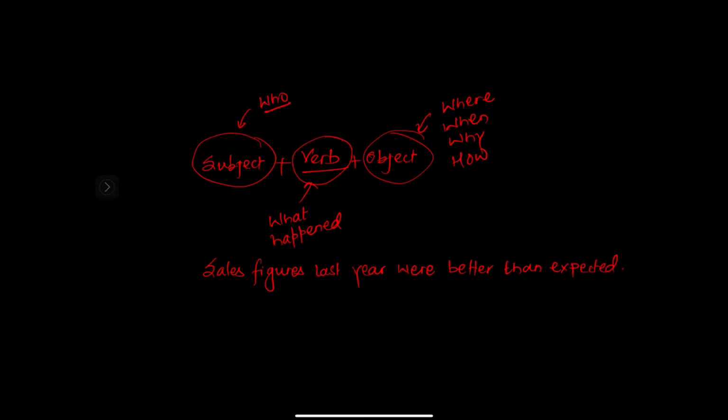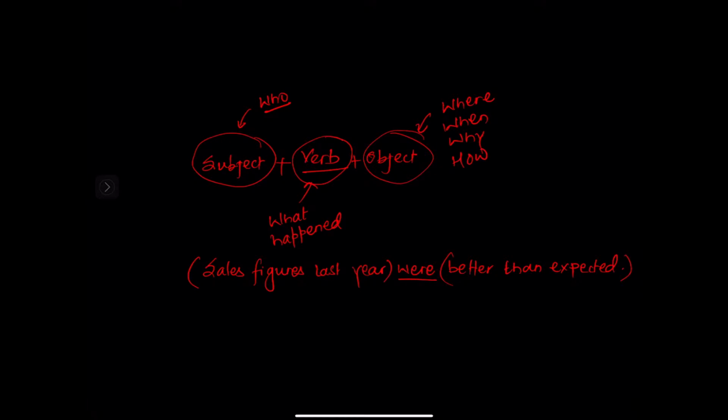I told you that you must break sentences into meaningful chunks, meaningful phrases. What does that mean? In the sentence we heard, the first meaningful part was this: sales figures last year. And the verb is were. And better than expected is the third phrase.